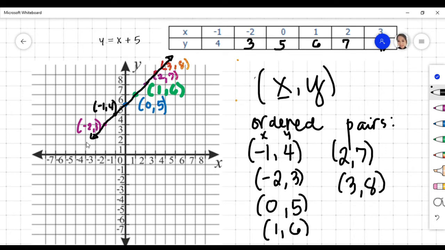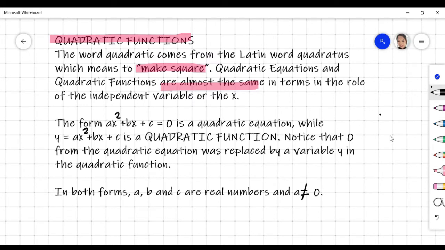So the graph is a line because this equation is an example of a linear function. It's a function because we have the y as our dependent variable. So basically the graph of a linear function is a line. That's why we have here the line graph. So we are done with the review.